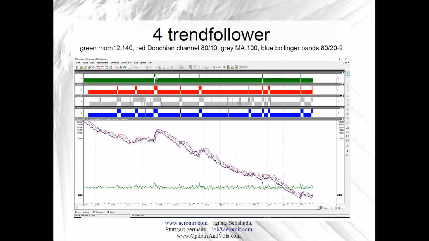One more thing about the green one, the momentum. If you exit at this time and you have a situation like here, then you give back the profit of the last 3 years. That really hurts so much.